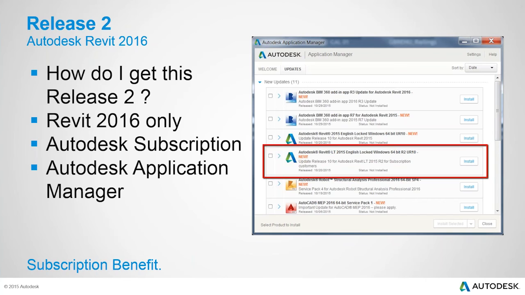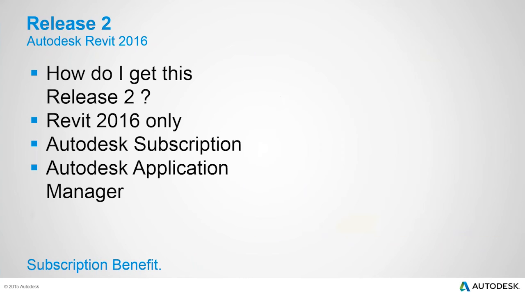Now, I did say hopefully. We have been seeing different experiences from user to user, and I found, for example, I only had the LT Release 2 available in my Application Manager. So what's the alternative? I did say there were two ways. Another option to get your Revit 2016 Release 2 is via your Autodesk account portal.